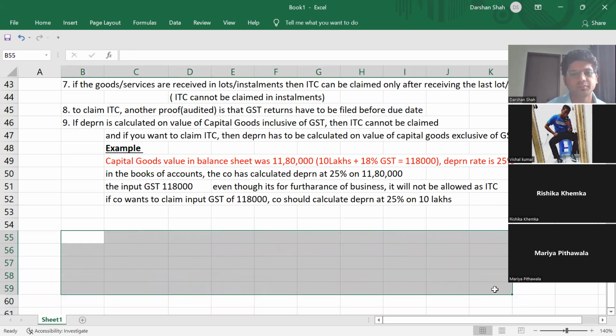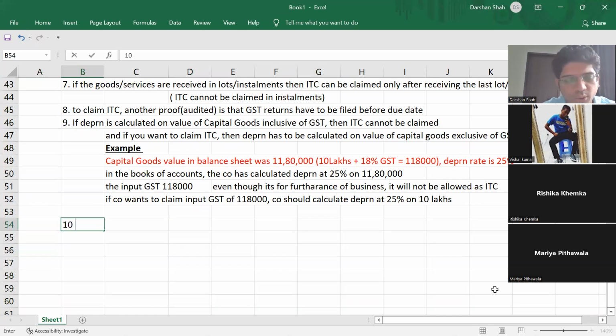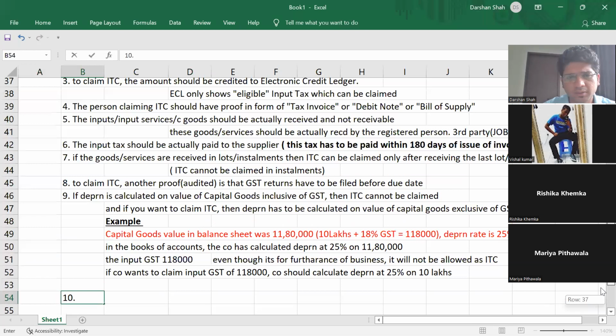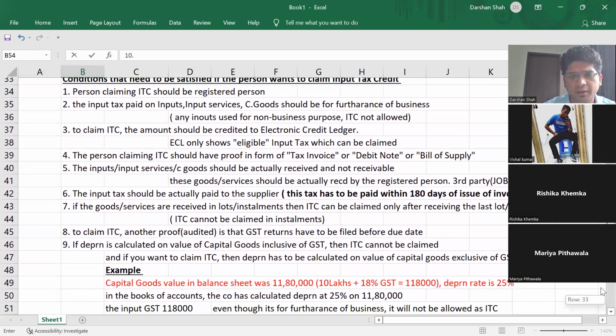Okay, done. And then comes the most important condition. Clear till condition number 9, guys? All 9 conditions till now are clear? Yes or no?